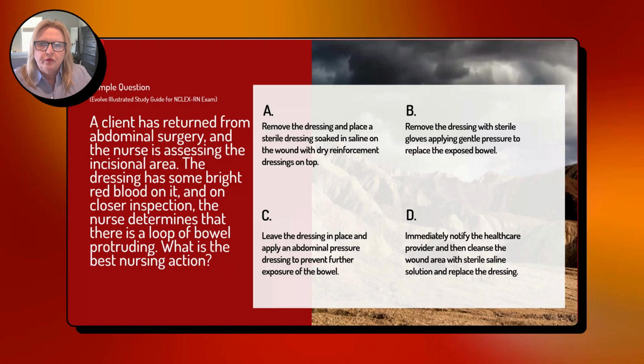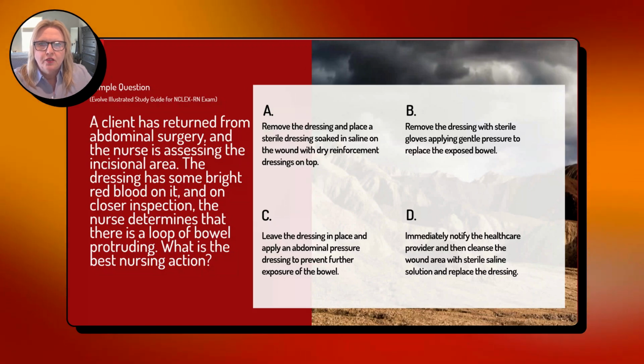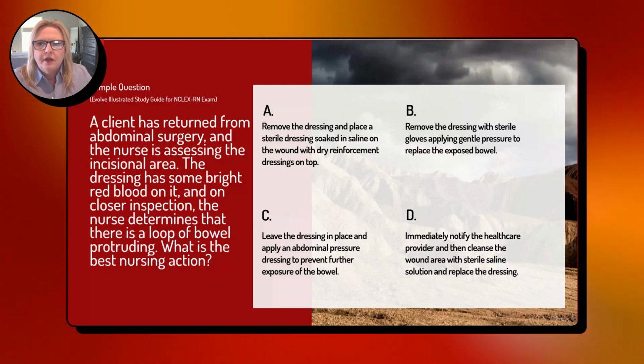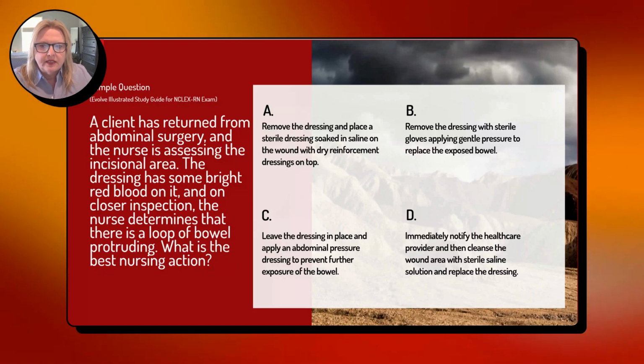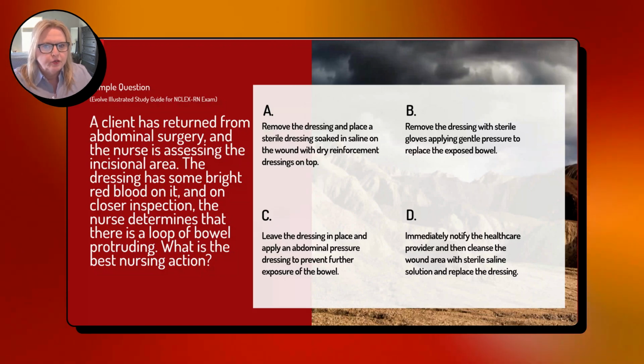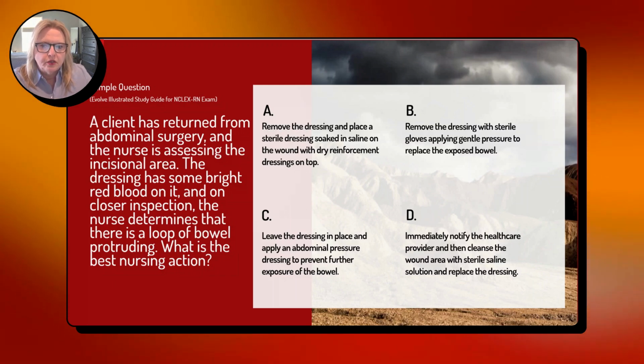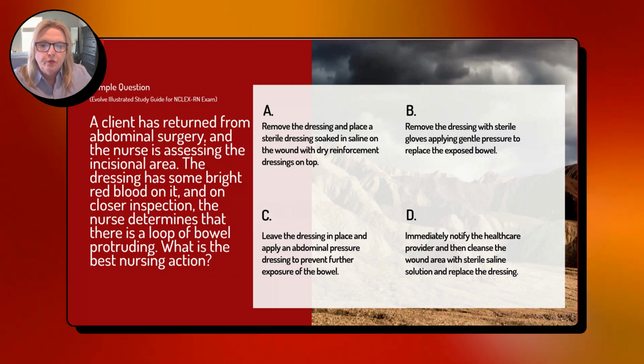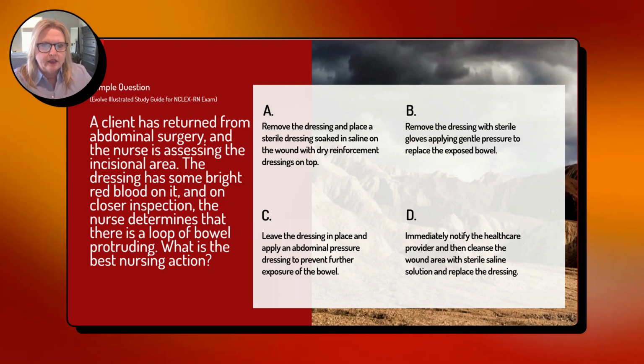Here's a sample question from Evolve's Illustrated NCLEX Review book. A client has returned from abdominal surgery. The nurse is assessing the incisional area. The dressing has some bright red blood on it, and on closer inspection, the nurse determines that there is a loop of bowel protruding. What is the best nursing action?